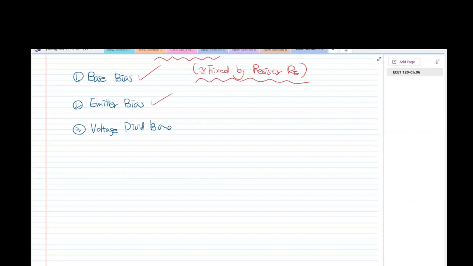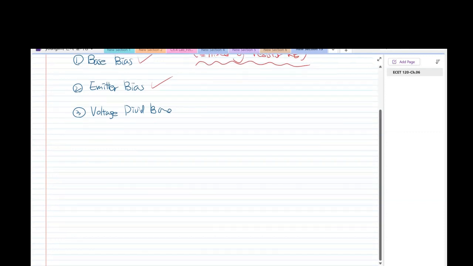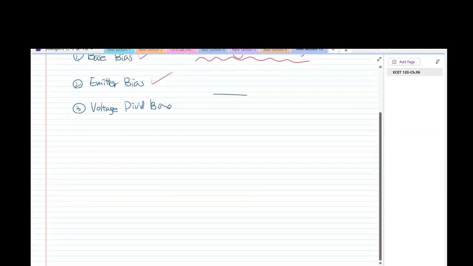We just started talking about that the other day. Now I'm going to draw the emitter bias circuit, but I think I have already shared the printout with you, page 25. If you're missing it, please let me know and I'll reprint it for you.